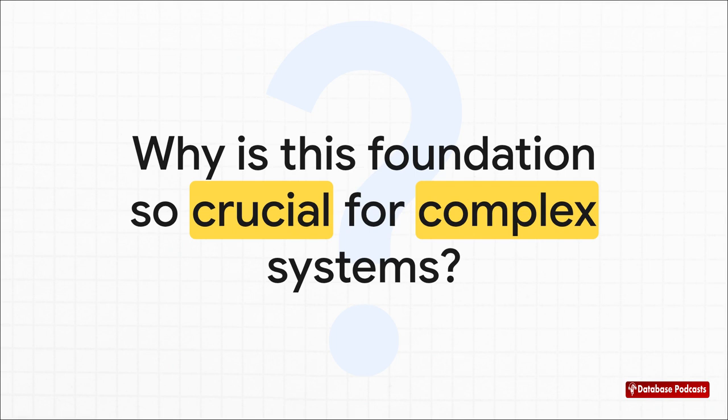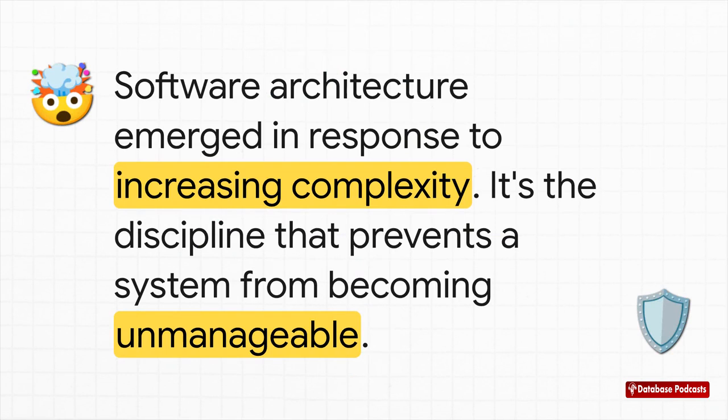I mean, especially as our systems get more and more complex, why can't we just start coding and figure things out as we go? Well, the thing is, software architecture as a discipline didn't just pop up out of nowhere. It was born out of necessity, forged in the fire of this exact problem. As programs just exploded in size and complexity, developers desperately needed a way to manage the chaos. An intentional, well-thought-out architecture is basically our number one defense against a project collapsing under its own weight.